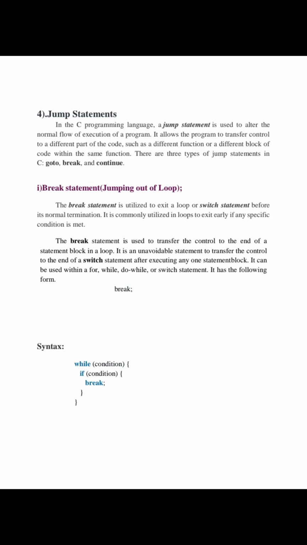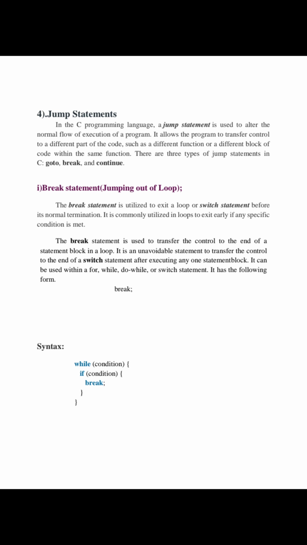Jump statements. In the C programming language, a jump statement is used to alter the normal flow of execution of a program. It allows the program to transfer control to a different part of the code. There are 3 types of jump statements in C: goto, break, and continue.